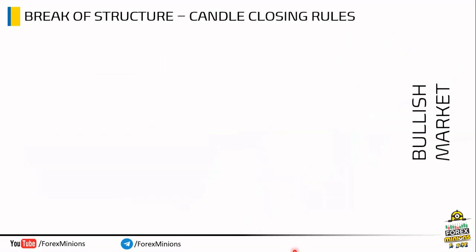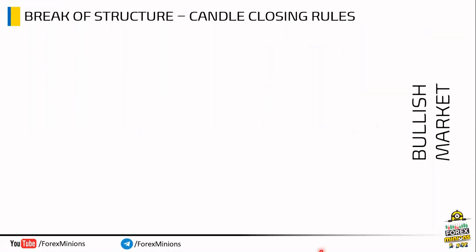Now, in the last two rules, inducement taken out can be valid by both candle wick and candle body, and secondly, candle closing above the previous high validates the BOS. The second rule is a bit tricky. I mean, if we have a clear candle closing above the high, then it's pretty easy to mark a valid BOS. But what if we encounter a little tricky situation? How will we mark a valid BOS?